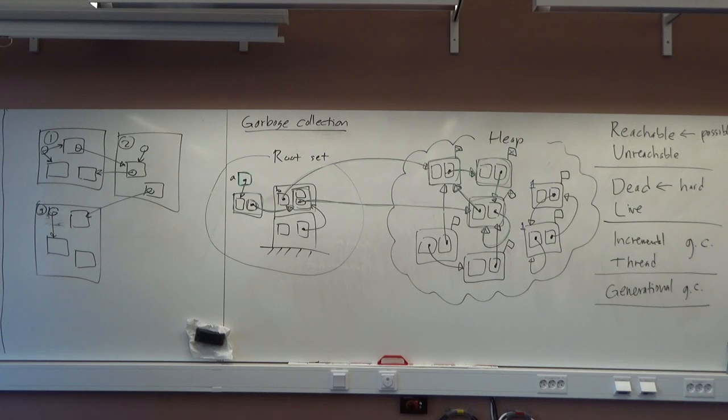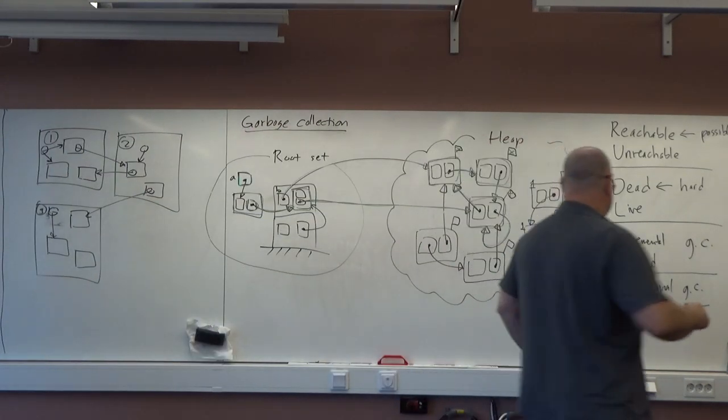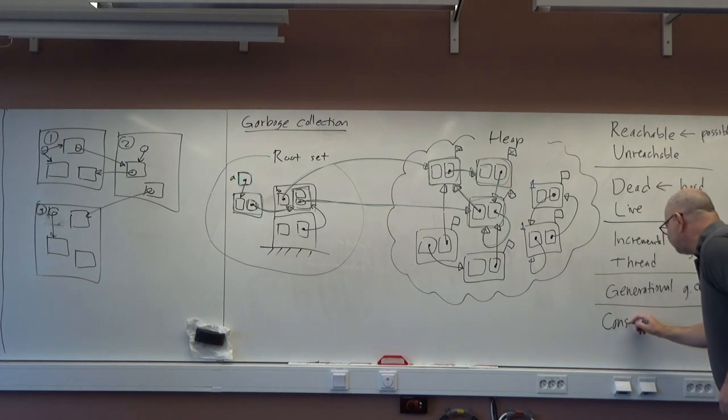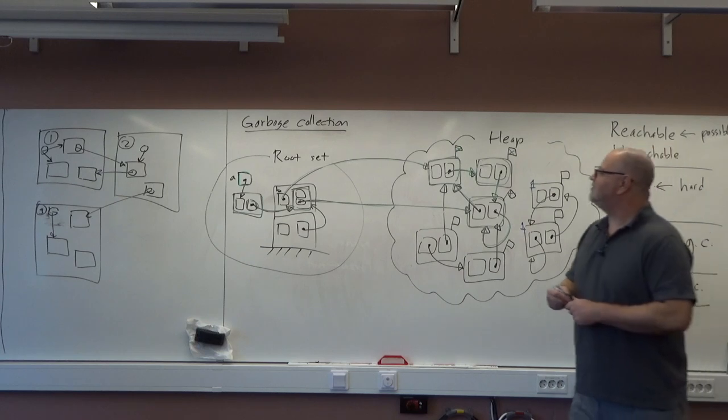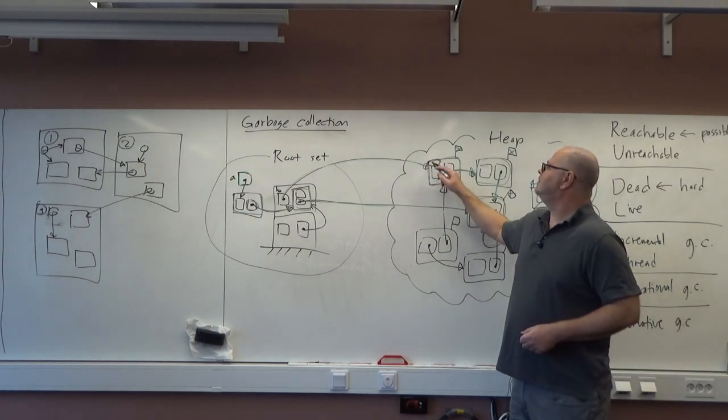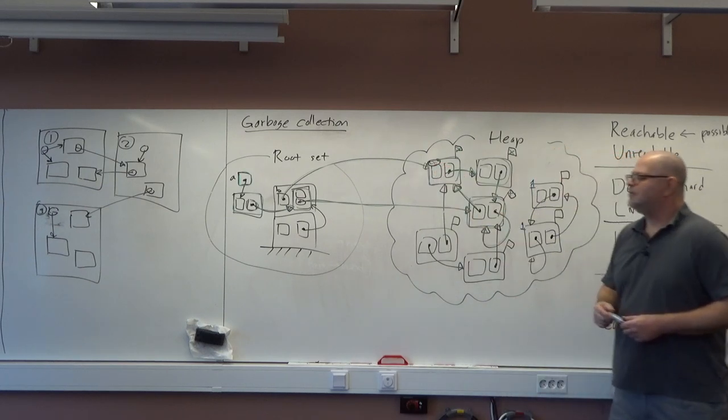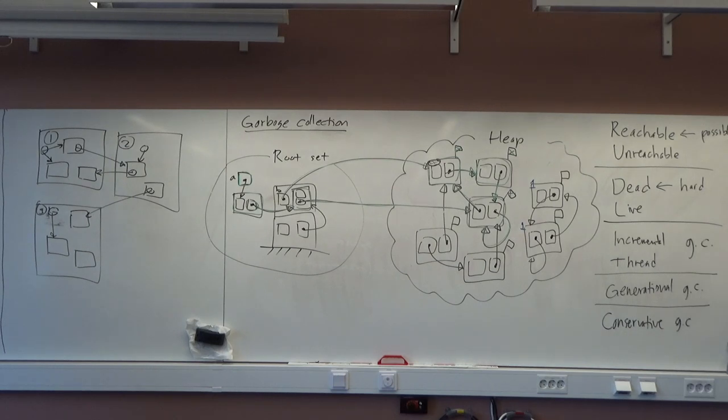I have another example for something called conservative garbage collection, which I don't have time for, but I will at least note that it exists. And what is that? Well, all this requires that I have support in the language. I need, for example, some sort of type field here that says that this is a link record, because when I follow a pointer to something, all I find there is bits.